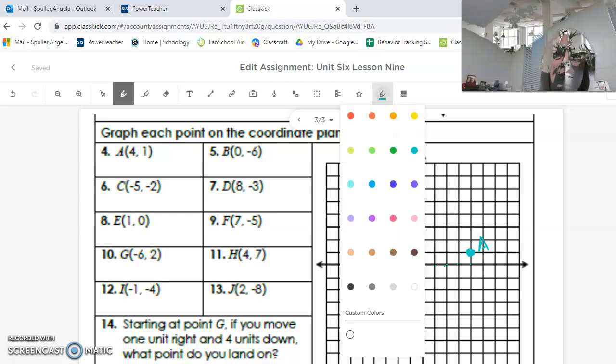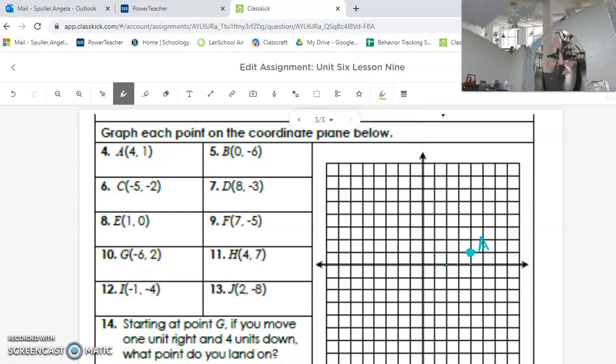All right. Get a different color with this one. So B. Okay. B says go over 0, but we're going to go down 1, 2, 3, 4, 5, 6. And we went down because that's a negative number. So put B there. All right, C. C says to go left because it is a negative number. So I'm going to go 1, 2, 3, 4, 5. And I'm going to go down because it's a negative number. 1, 2. So that's where C is going to go.